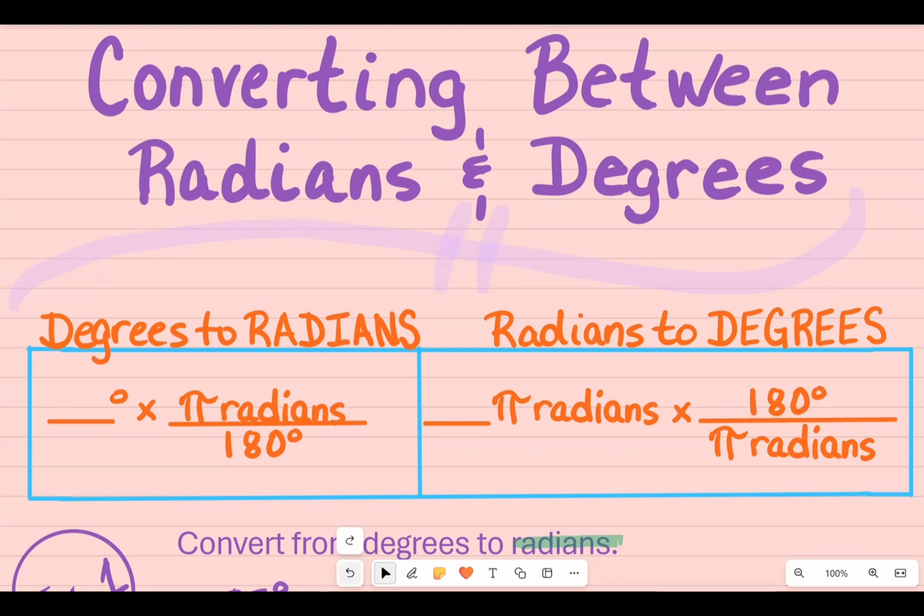So I will write a note at the end, or a note is already written at the end. The pi symbol that's in your calculator is not what you want to use. Pi radians is equivalent to 180 degrees.